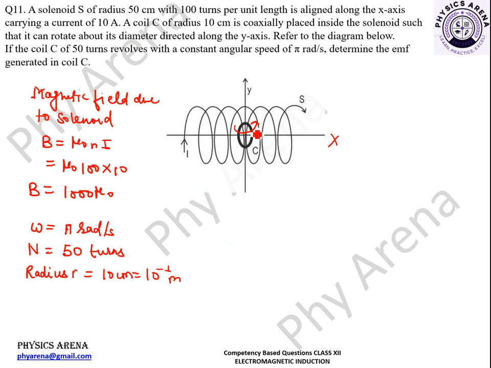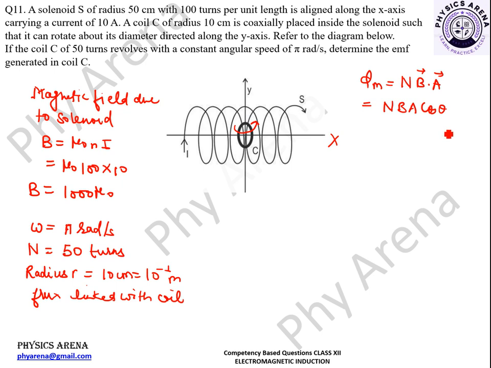We have to find out the flux associated with the coil. So flux linked with the coil, phi m, is equal to number of turns times B vector dot area vector. So that will be equal to NBA cos theta. And this theta, we can express in terms of the angular speed. So that will be equal to NBA cos omega t. We all know that omega is equal to theta by t. Rate of change of angular displacement is angular speed.